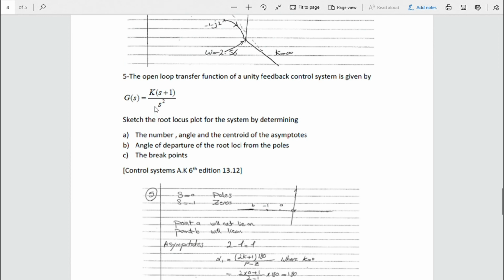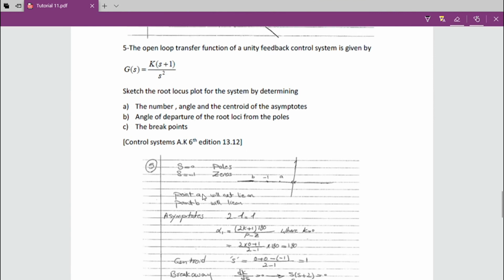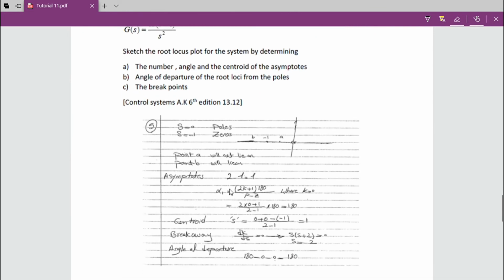So just from this, we identify the poles and the zeros. Over here there is one zero at -1, and there are two poles at 0. So two poles at 0, and one zero at -1. So from these, point A will not lie on the root locus, while point B will lie on the root locus. To find the asymptotes, we need to find the centroid and the angle.